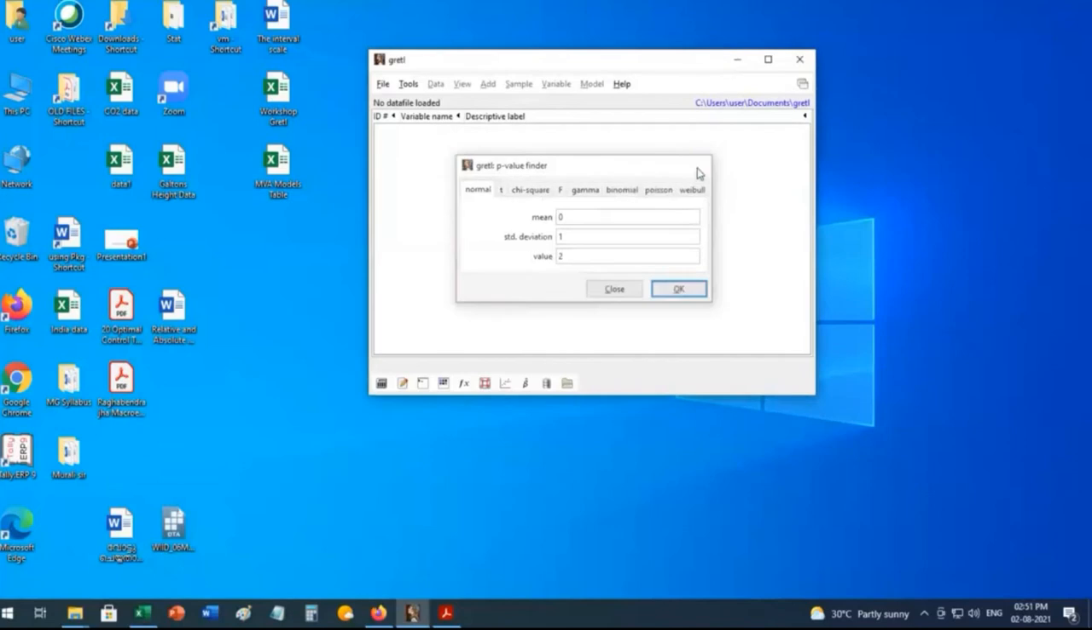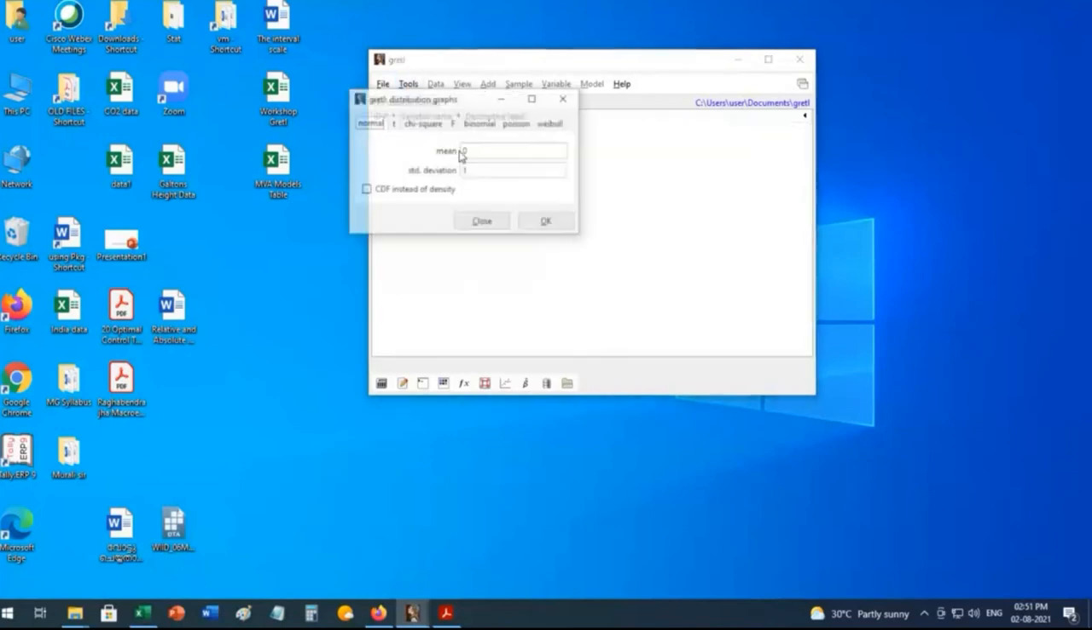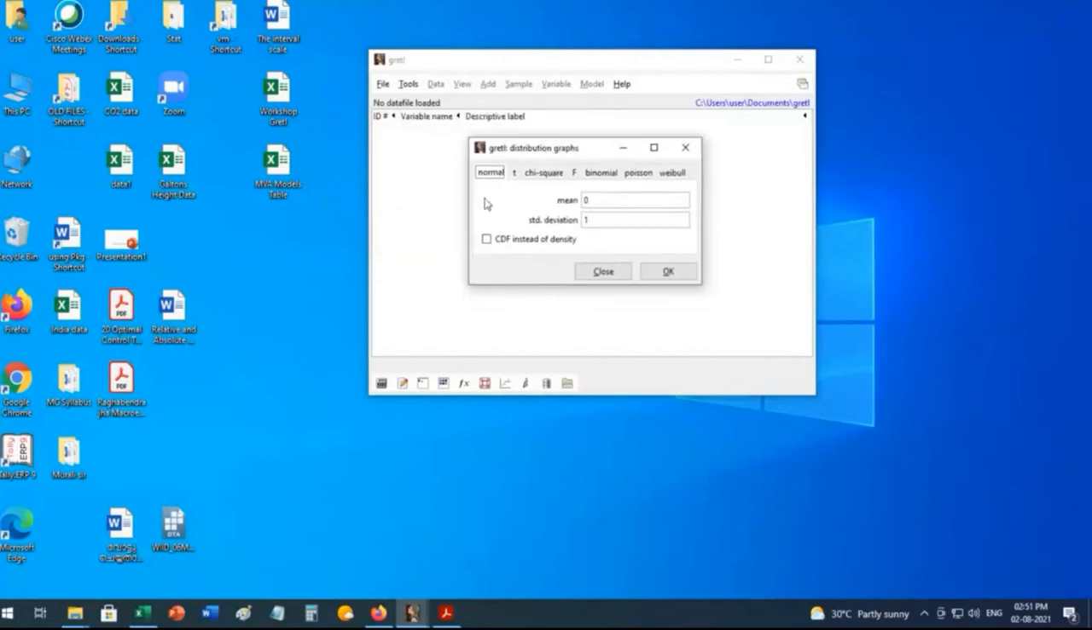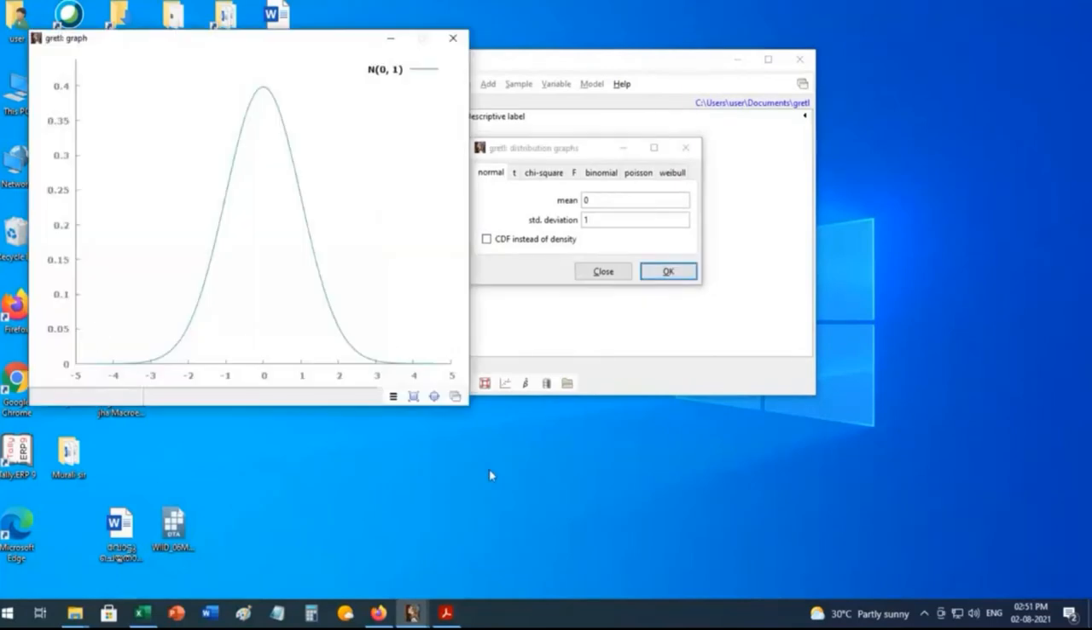Then we can have the distribution graph. For example, normal distribution. We can find the graph. Just click OK, and we get the normal distribution graph. And we can copy paste. If we want to record this, we can copy paste this onto the board.